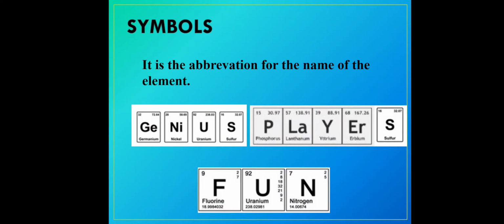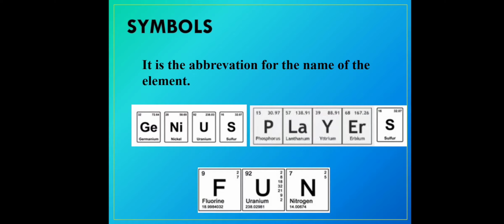The first thing to understand the language of chemistry is we should know what the symbols are. A symbol is an abbreviation, or a short form, for the name of an element. You must have heard short forms like H for hydrogen, He for helium, and so on.